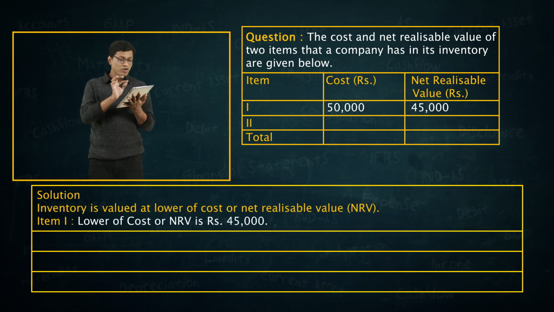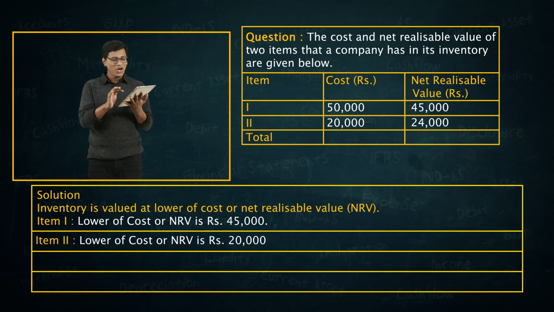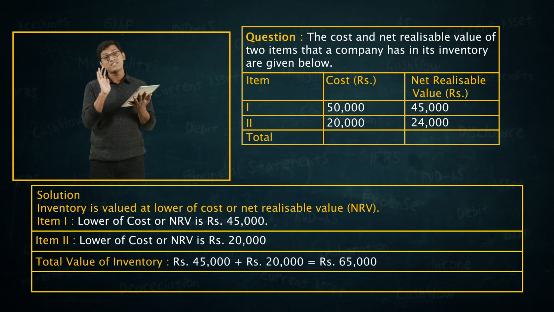Item 2, cost is 20,000, net realizable value is 24,000. So it should be valued at the lower of the two, which is 20,000. Now 45,000 for item 1 and 20,000 for item 2, both put together will be 65,000. Now listen carefully, friends.